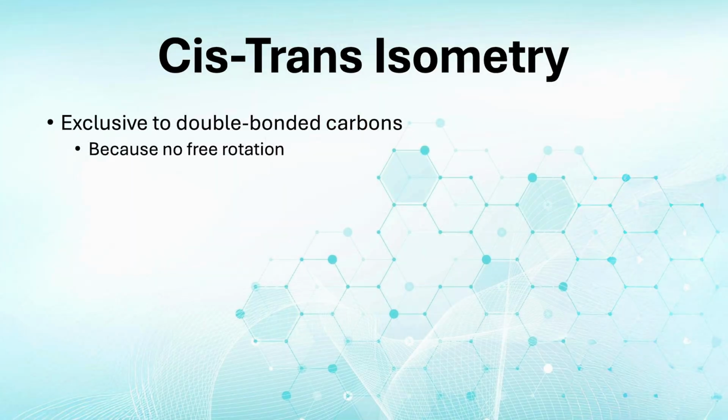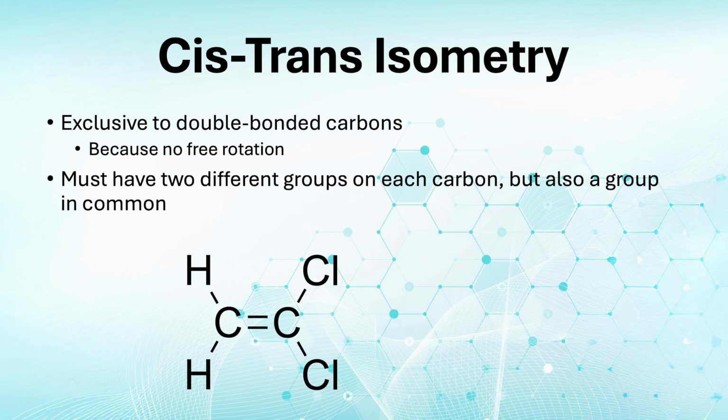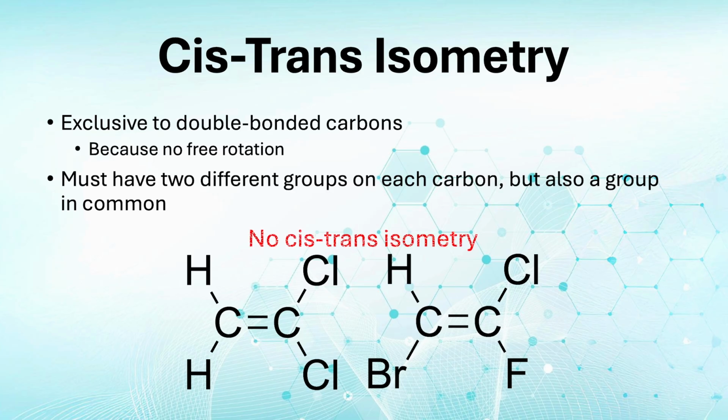Also, to have cis-trans isomerism, we must have 2 different groups on each of the double bonded carbons, but also a group that is the same. For example, if we had 2 hydrogens bonded to the left carbon, we wouldn't have cis-trans isomerism, since we have no groups to compare. If we had all different groups connected to the carbons, we also wouldn't have cis-trans isomerism, since we also don't have any groups to compare.